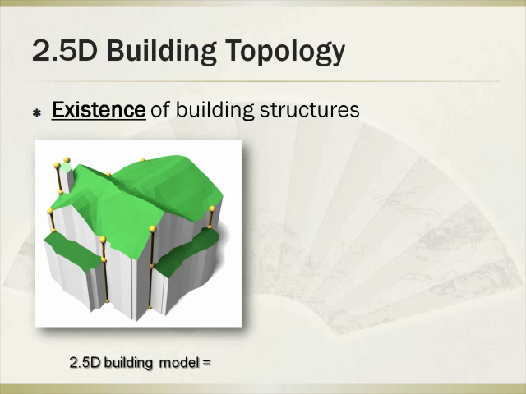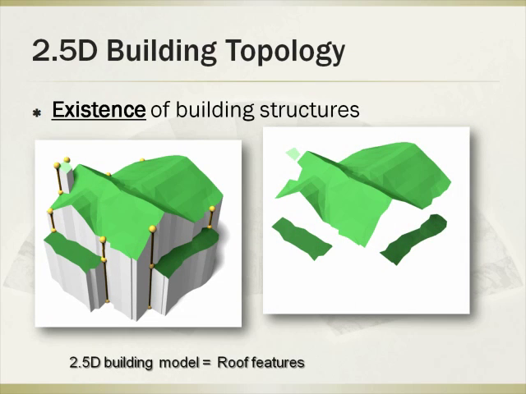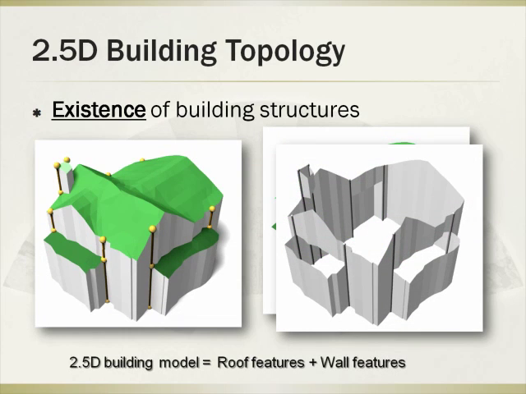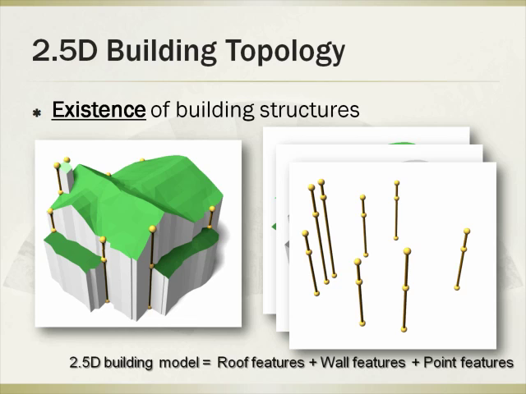Given a certain 2.5-dimensional building model, we decompose the model into three major topological features, namely roof features. Each of them usually corresponds to a single building block. Wall features. They connect different roof features and form their boundaries. Point features, which mark the boundary between two neighboring wall features.